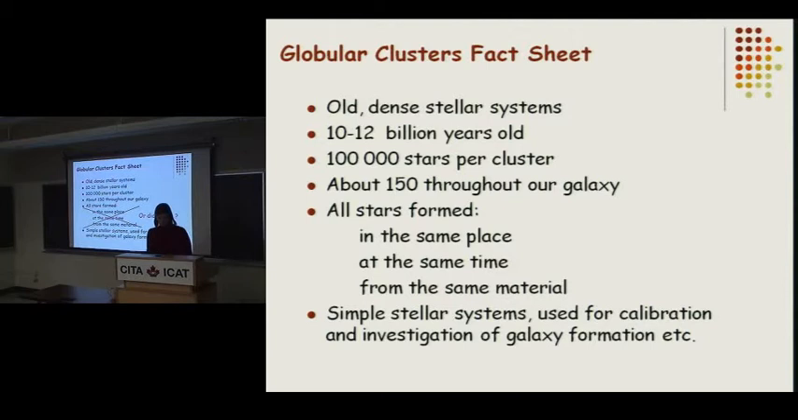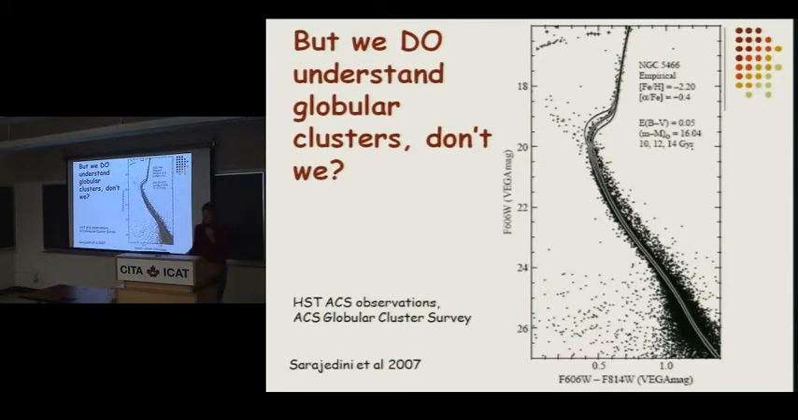This is where the topic is. There's increasing evidence that this "all the same place at the same time and from the same material" is not true. But let's start with what we do know. This is a color magnitude diagram of NGC 5466, which is a vaguely unremarkable globular cluster. This is ACS observations from the ACS Globular Cluster Survey. A beautiful color magnitude diagram. If you like CMDs, this is the kind of thing you'd like. These are isochrones, and you can see that this isochrone at 12 gigayears exactly fits the cluster.